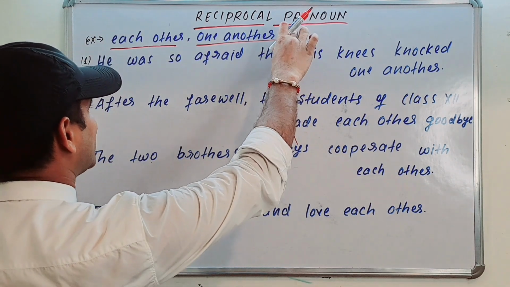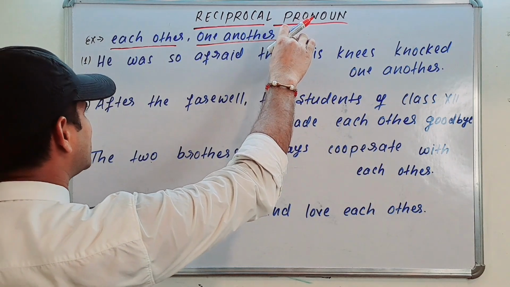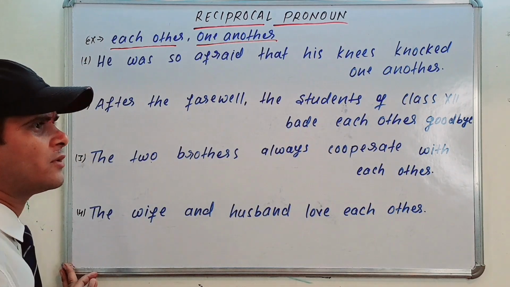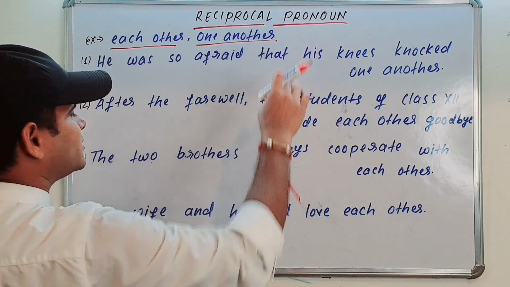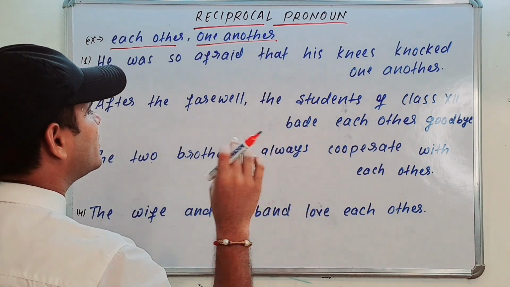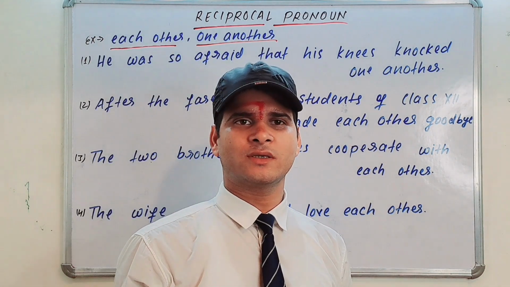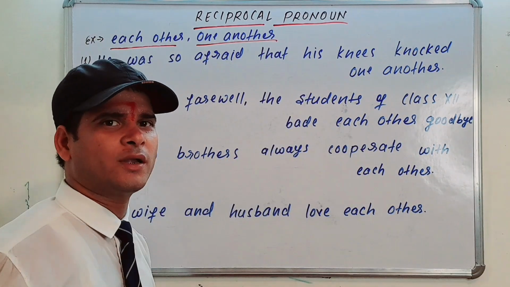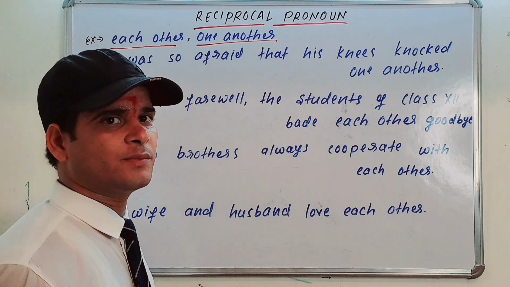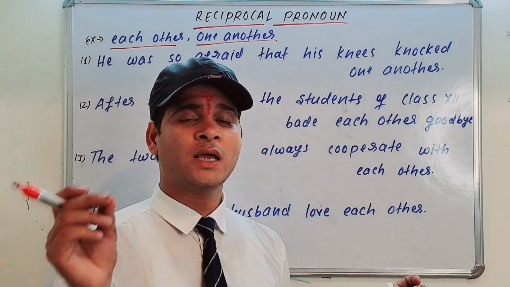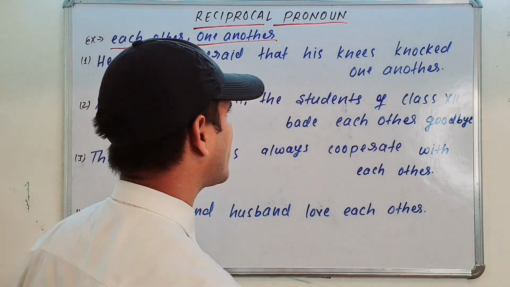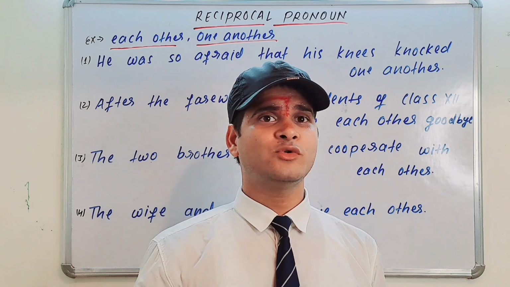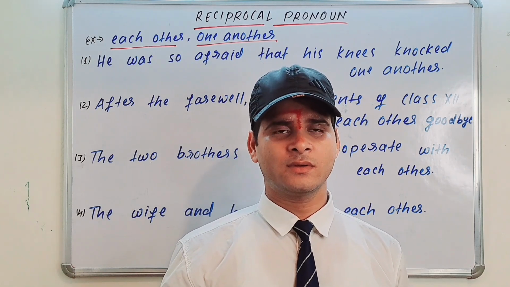This is the other type of pronoun, that is reciprocal pronouns. I told you what reciprocal pronouns are. It is used to indicate a mutual relationship between two subjects or objects. And it also indicates a mutual or reciprocal action in a sentence.